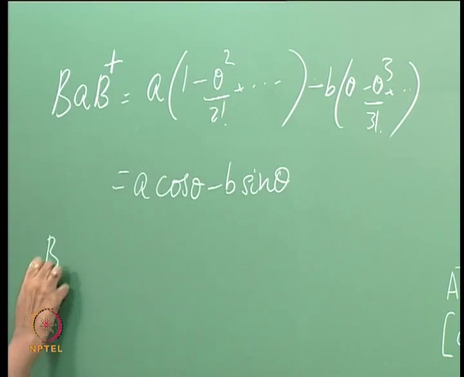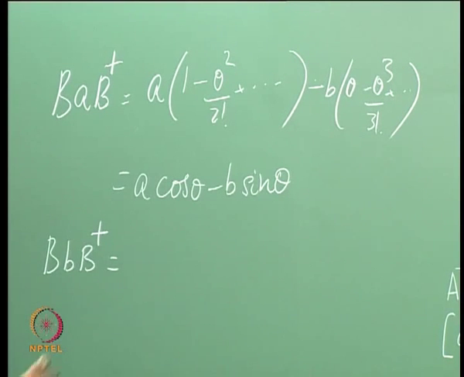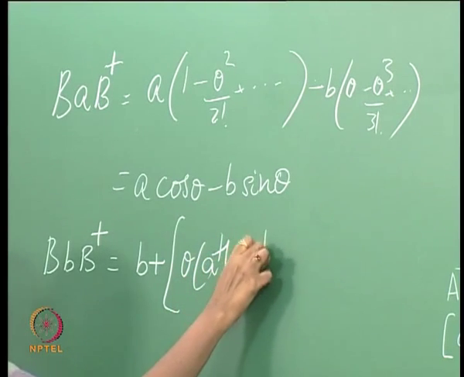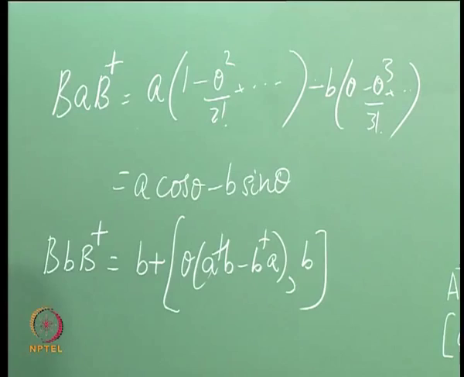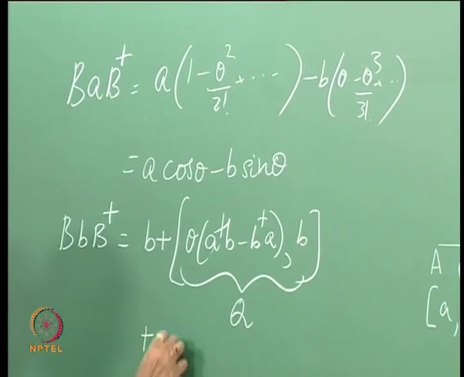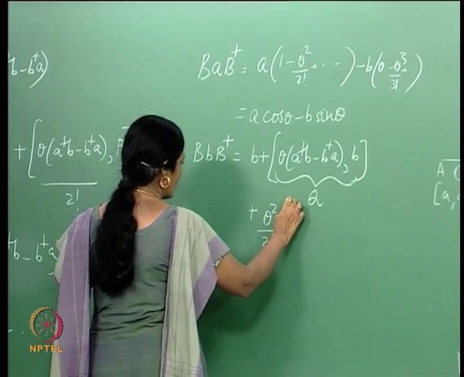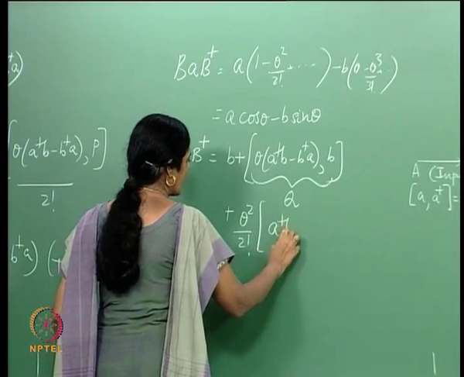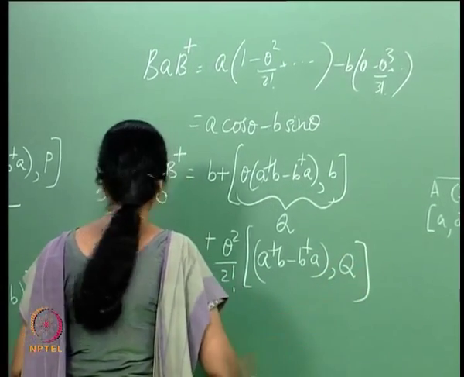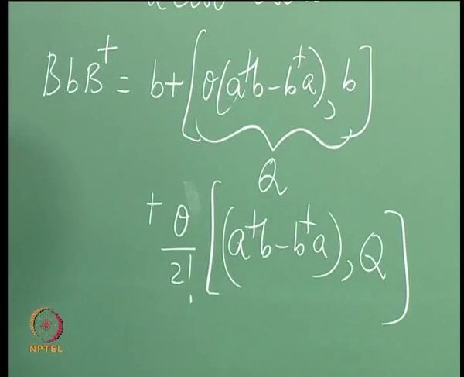Similarly, we can compute B, small b, B dagger and that object is just B plus theta times the commutator of A dagger B minus B dagger A with B. And if I call this Q, the next term is plus theta squared by 2 factorial, commutator of A dagger B minus B dagger A with Q. And so on.